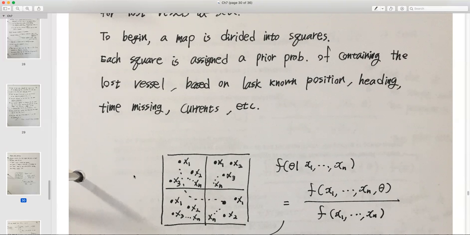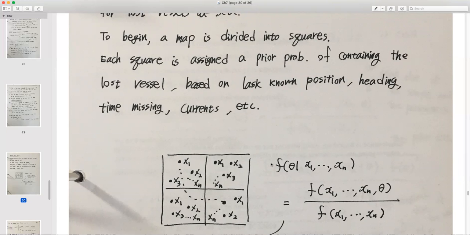So what we're doing here, what that means. Here's a map, and we divide it into, for example, 4 squares. Then we can figure out the trajectory of the lost vessel, right? And then we collect the sample data for each square.